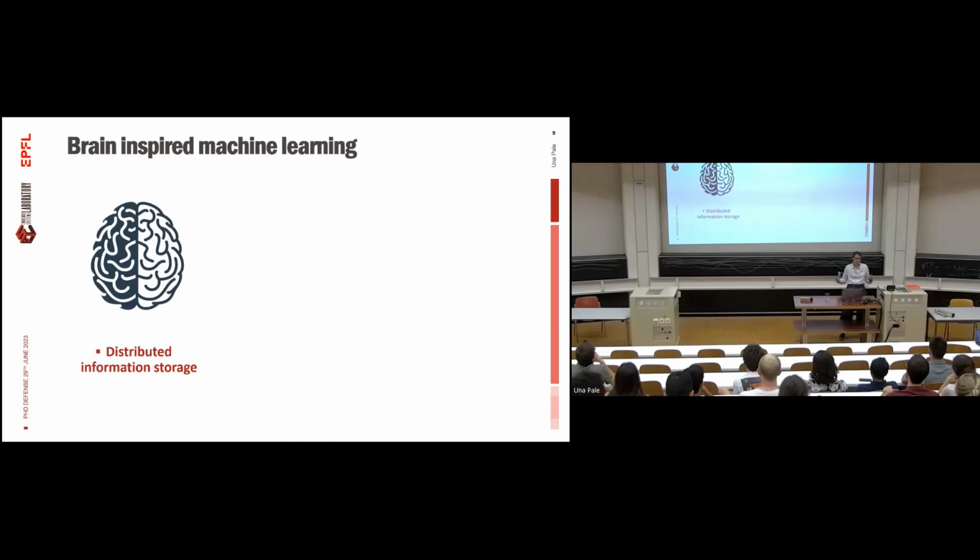So here comes the second part, which is brain-inspired machine learning, because the brain stores the information in a distributed manner. At the same time, it also performs processing of the information in a parallel way, and it is much more energy efficient than what we actually have with the current electronic devices.